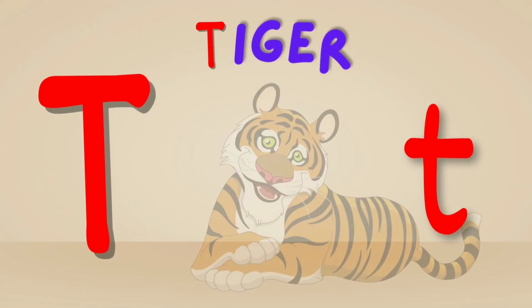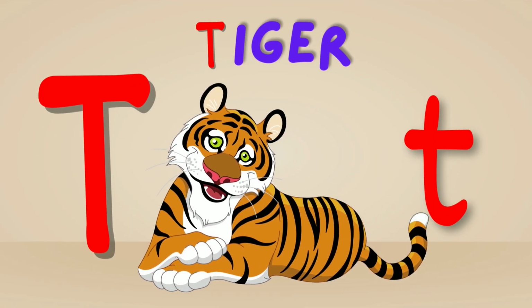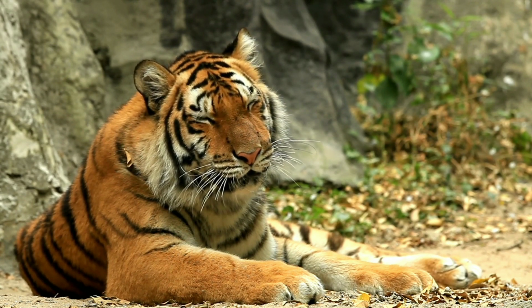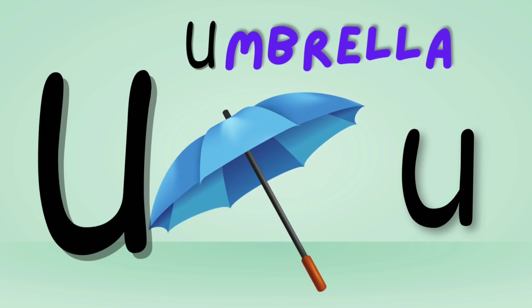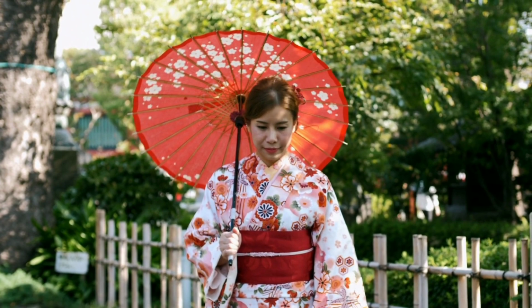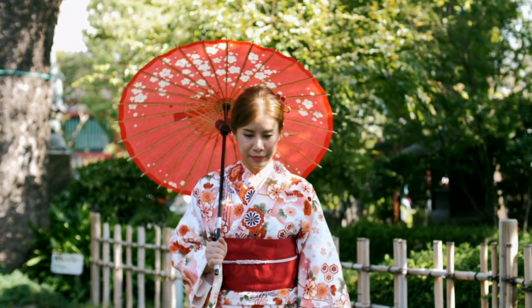T is for tiger. This is a tiger. U is for umbrella. This is an umbrella.